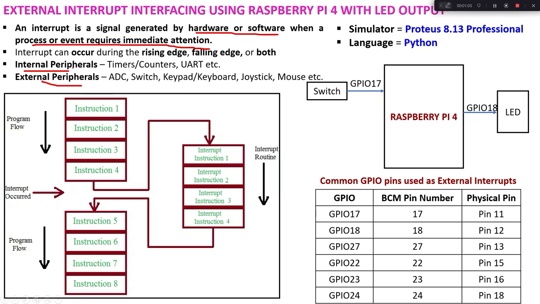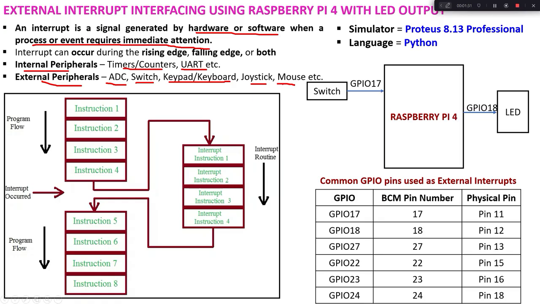Internal peripheral means that inside the microcontroller itself we can have some peripherals, and those peripherals need attention, like timers or counters or UART or I2C protocol, etc. We can also have external peripherals which can make a request to the CPU for executing a program, like ADCs, switch, keypad or keyboard, joystick, mouse, etc.